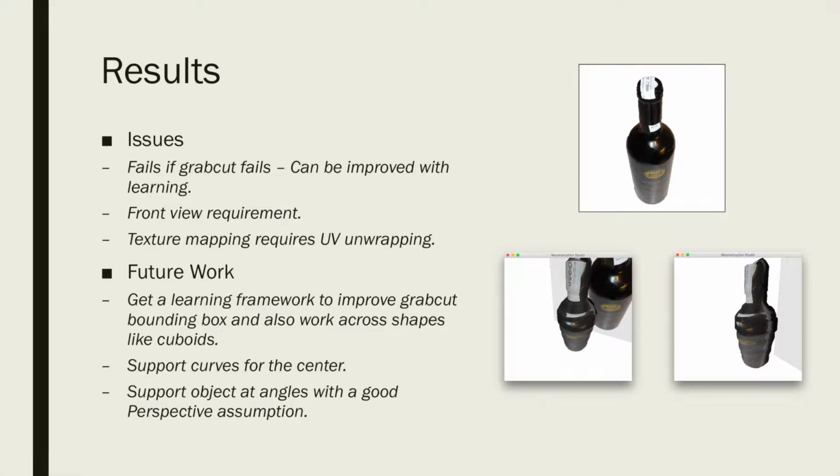The results, it works when a grab cut works and we have a front view. Doesn't work in other cases. Grab cut can be improved with bounding box detection. The frontal view assumption can be improved. Instead of using that, we could use a perspective assumption that the object has minimal scales. So you have to find out what is the angle based on which you can get minimum scaling.